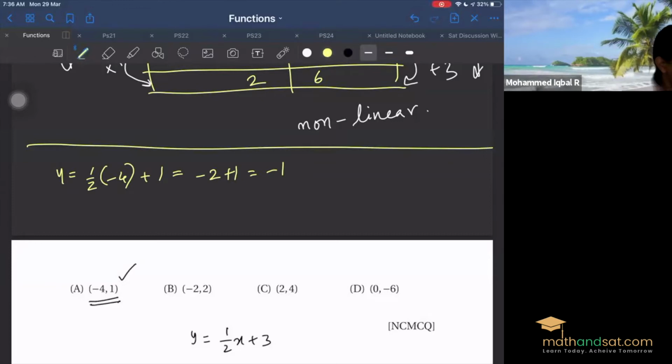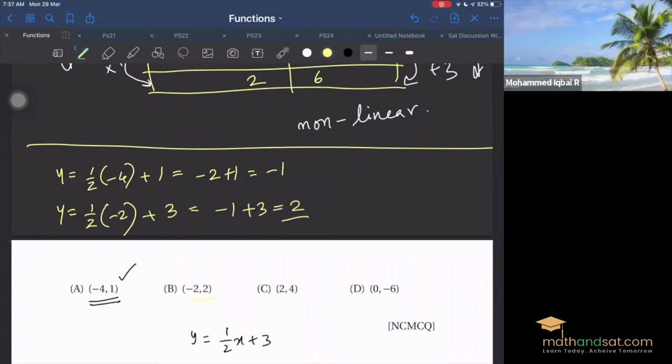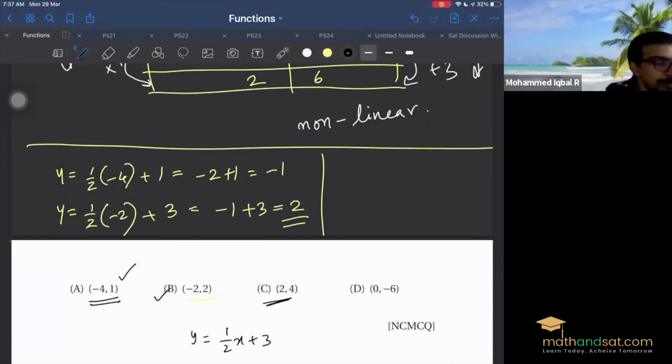And the second option, when you put x is equal to minus 2, your y value is going to be half of minus 2 plus 3, which is minus 1 plus 3, which is going to be 2. That is also true. And the third option is, when you have x is equal to 2, your y value becomes half times 2 plus 3. So 1 plus 3 is equal to 4. So 4 is the right answer.